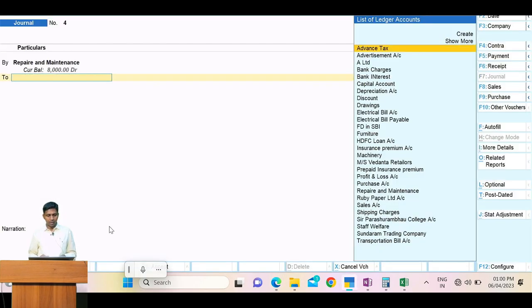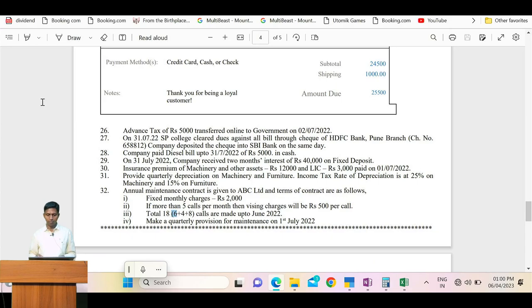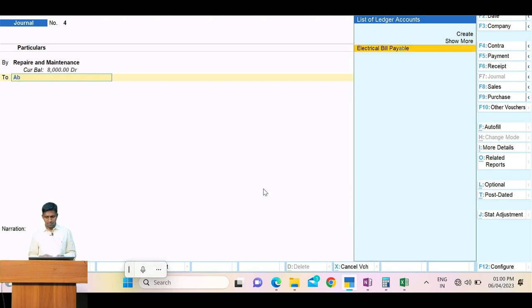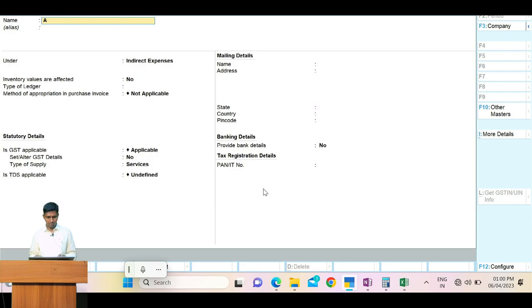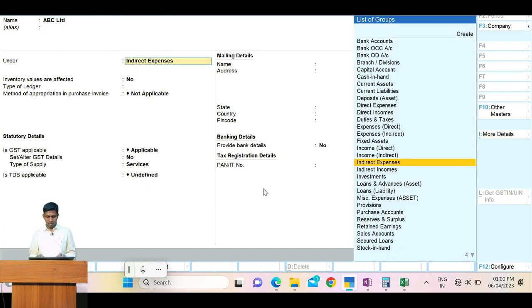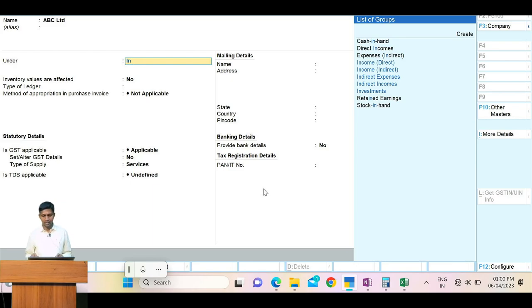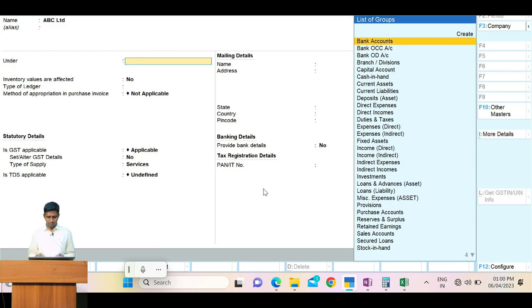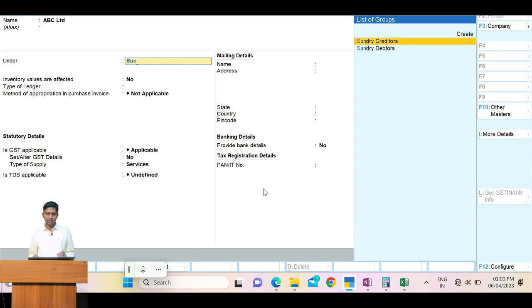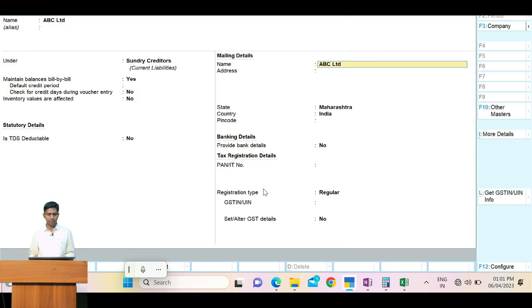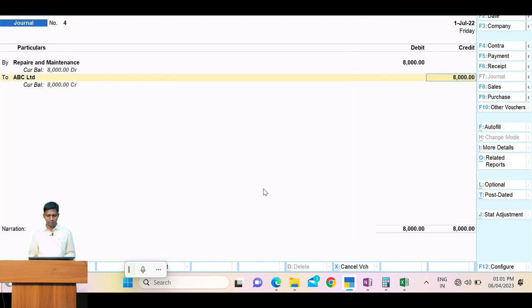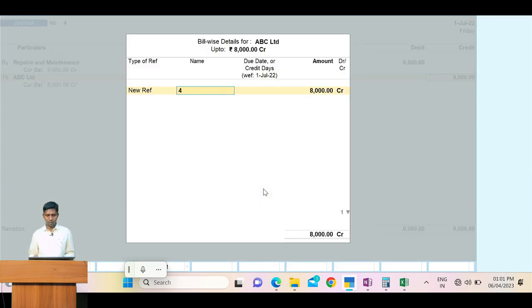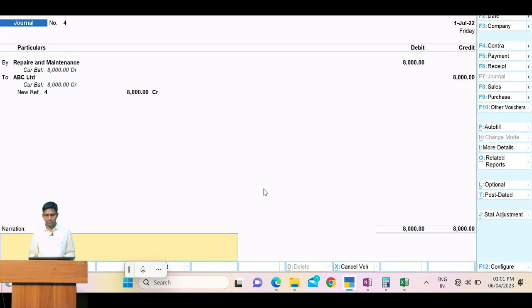And then provision, you can here write repair and maintenance payable, but we know the party to whom this is payable, ABC Limited. That means here you can write ABC Limited, but the ABC Limited ledger is not there. ABC Ltd, what payable, this amount is payable, sundry creditors. Or you can use provision also. Which one is more appropriate, sundry creditors, regular party. ₹8,000, and this is a new reference, a new provision you are making, no need to change the bill.